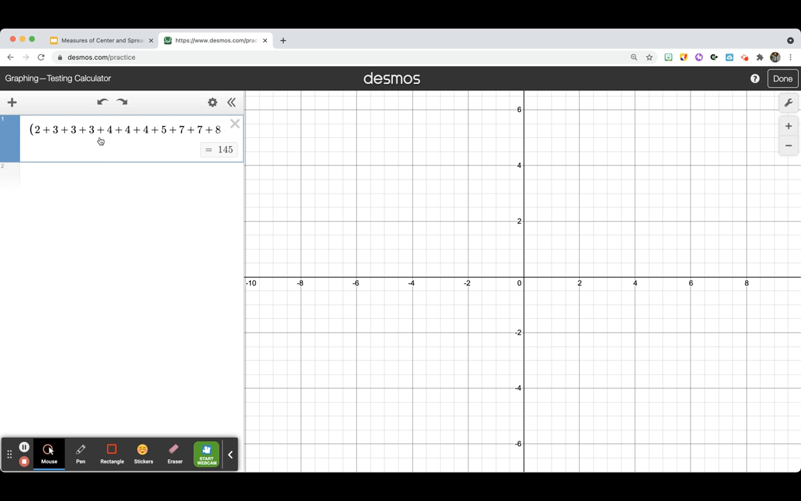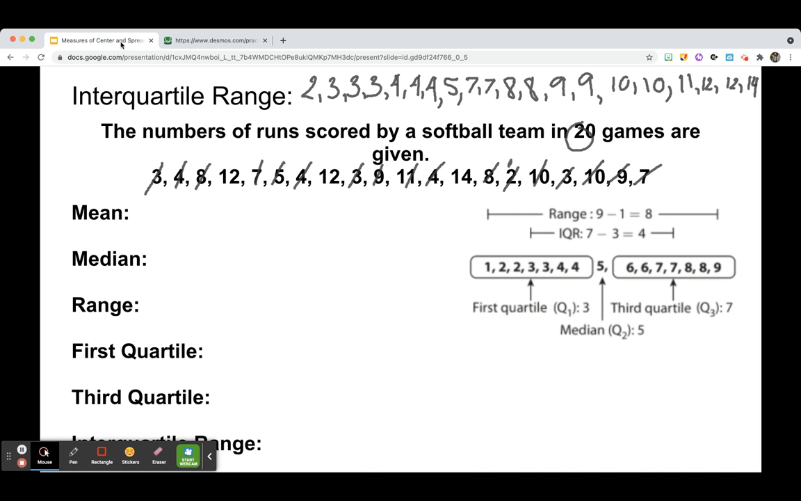Okay, so we have 1, 2, 3, 4, 5, 6, 7, 8, 9, 10, 11, 12, 13, 14, 15, 16, 17, 18, 19, 20. Okay, I got all of the numbers, so I want to make sure. And then we're dividing that by 20. So our mean is 7.25. Again, our mean is 7.25.